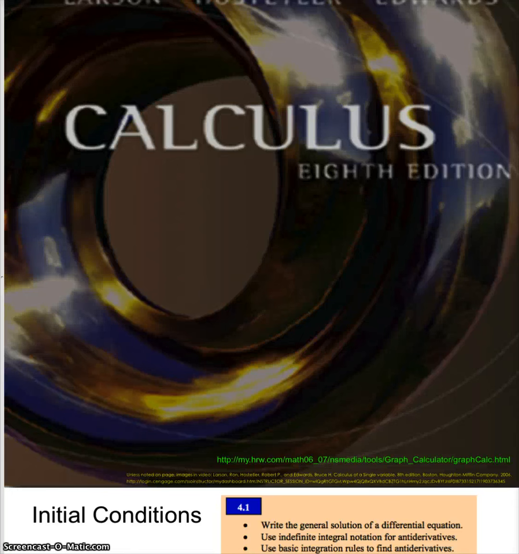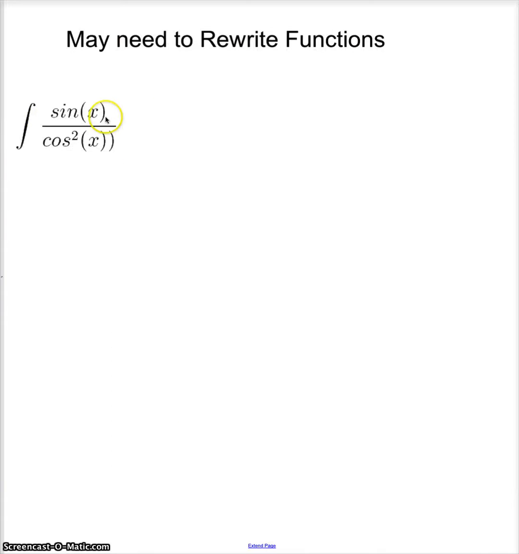I want to do a class of problems called initial conditions. Before we do, I did want to show you one other way you may need to rewrite functions. I kind of ran out of time on the last video.